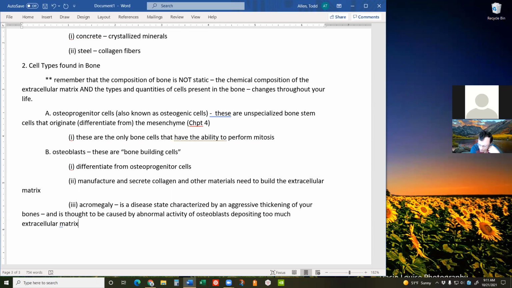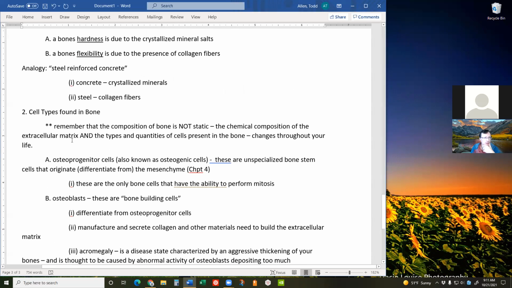When you have acromegaly, you do have problems with other systems of the body, particularly the cardiovascular system, because if you think about it, the extracellular matrix contains these crystallized minerals, right? Which contains, among other things, calcium. So you may have too much calcium floating around in your bloodstream, which can impact how your muscle tissue functions, in part your heart. So people with acromegaly often have cardiovascular issues.